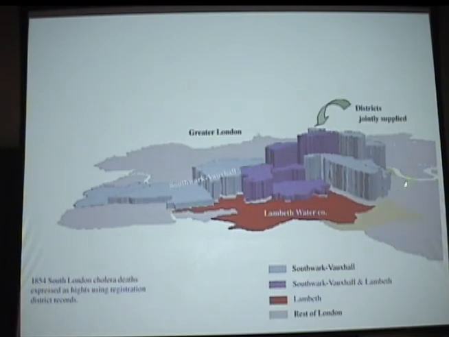Light blue was supplied by this company. The red was supplied by this company. And this part of London was supplied by both companies. And the cholera epidemic was severe wherever Southwark Vauxhall supplied water and not severe anywhere else. And there were tables and tables and tables of numbers.